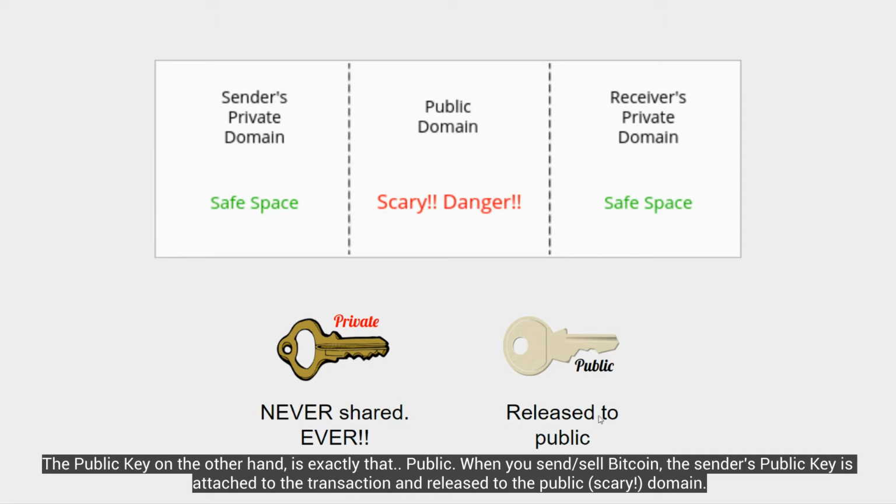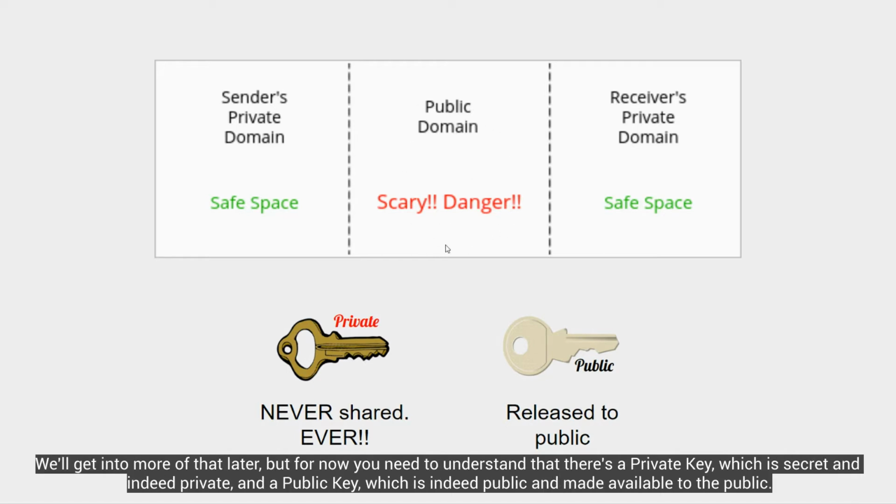The public key, on the other hand, is exactly that, public. When you send or sell Bitcoin, the sender's public key is attached to the transaction and released to the public domain. We'll get into more of that later, but for now, just understand that there's a private key, which is secret and indeed private, and a public key, which is indeed public and made available to the public.